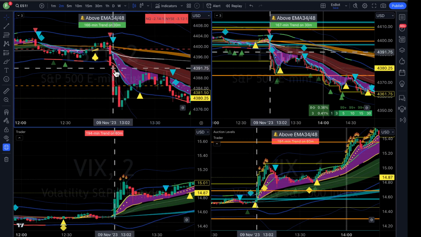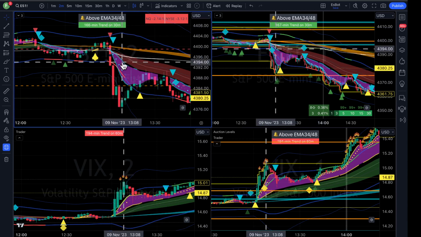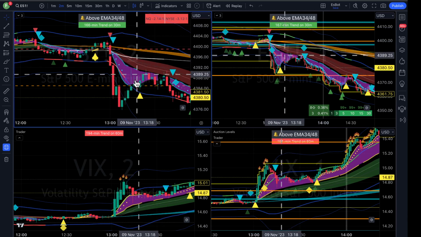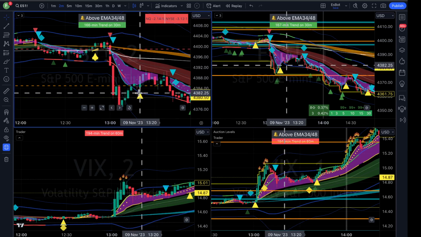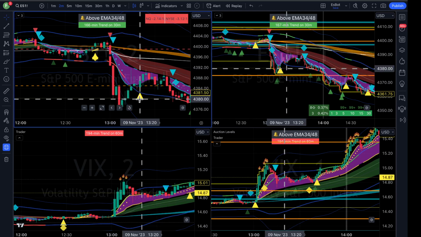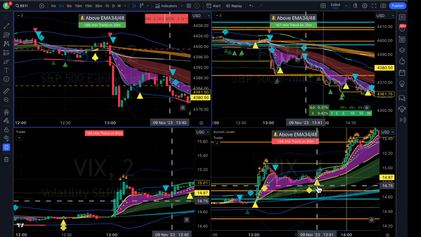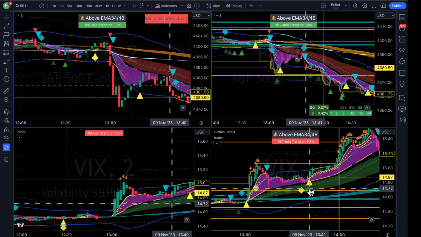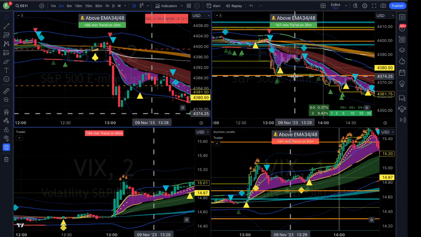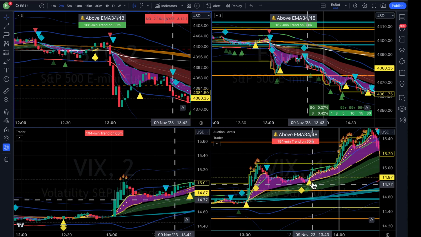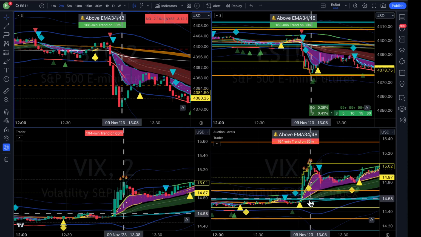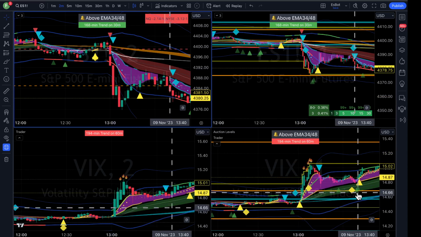Okay, but now we're below the 48, we're below this red EMA cloud. So the yellow triangle going up is now counter trend, so you should not be playing that, or if you play it, it should be a scalp. And then we get the re-entry here on the 1 minute. The 1 minute chart I usually use for my re-entries. You can see how we get a yellow triangle exactly at the same time as a blue triangle up there.